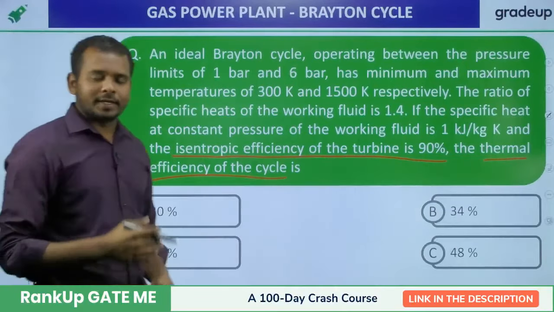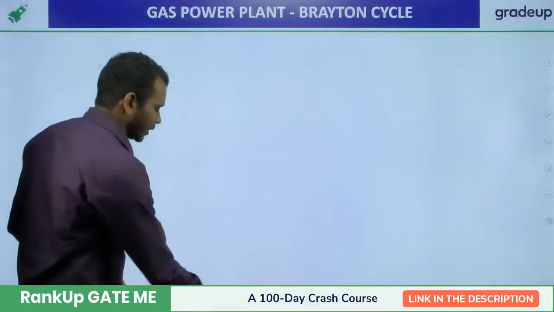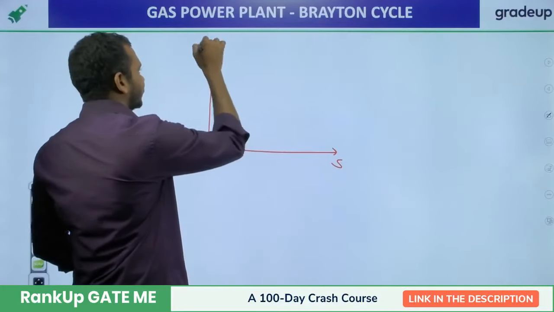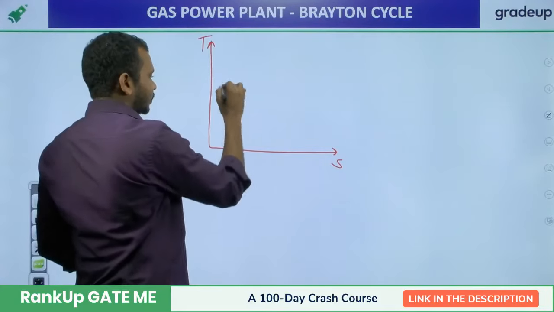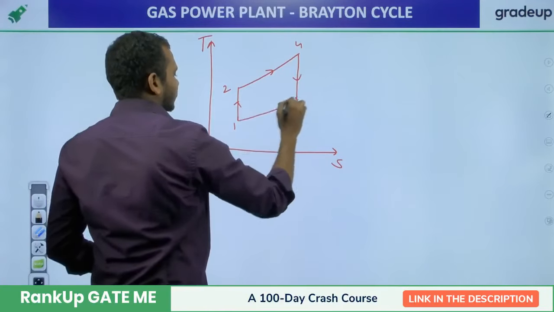Okay. So when it is given that isentropic efficiency, just I would like to show you how to draw the Brayton cycle also. There will be a small change in the Brayton cycle. For an ideal Brayton cycle, 1 to 2, 3 to 4, 4 to 1.